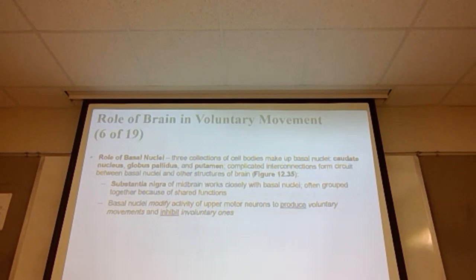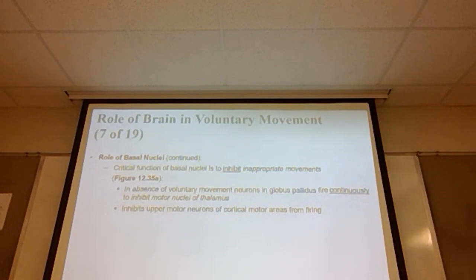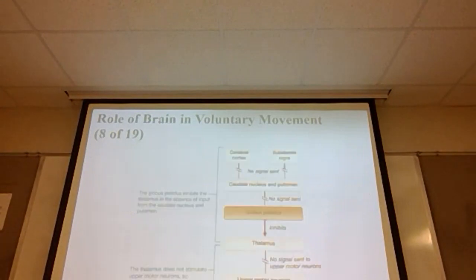The basal nuclei modify the activity of the upper motor neurons to produce voluntary movements and inhibit involuntary movements. A critical function of the basal nuclei is to inhibit inappropriate movement. In the absence of voluntary movement, neurons of the globus pallidus fire continuously to inhibit motor nuclei of the thalamus, inhibiting the upper motor neurons of cortical motor areas, which also inhibits motor neurons from firing.